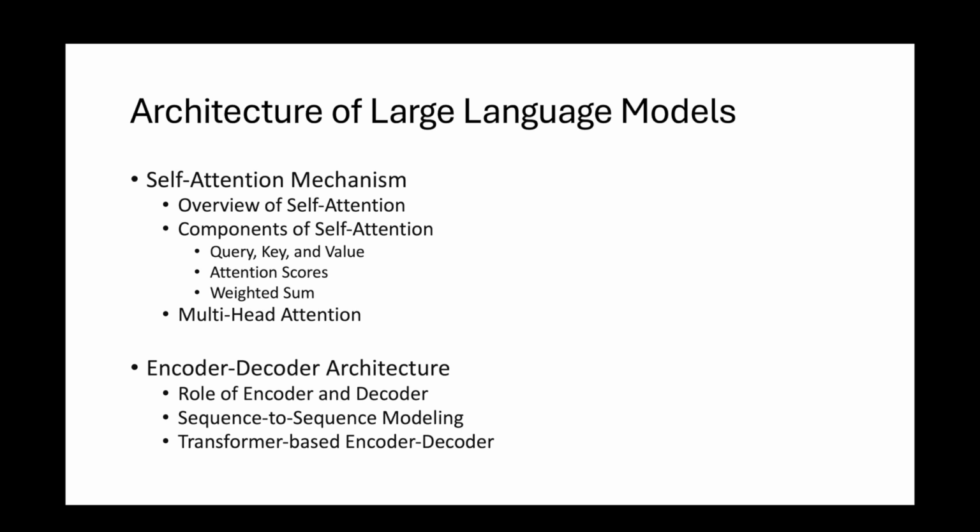Multi-head attention. Multi-head attention extends the self-attention mechanism by performing multiple attention operations in parallel. It allows the model to attend to different parts of the input sequence simultaneously, capturing different aspects of the context.